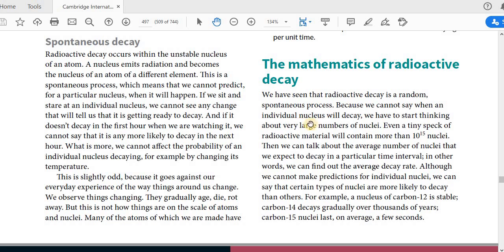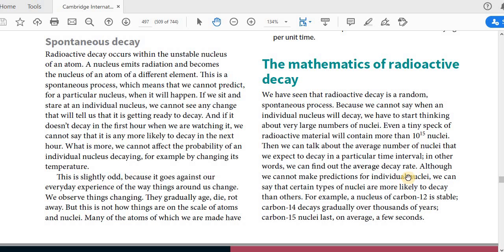Because we cannot say when an individual nucleus will decay, we have to start thinking about very large numbers of nuclei. Even a tiny speck of radioactive material will contain more than 10 to the power 15 nuclei. Then we can talk about the average number of nuclei that we expect to decay in a particular time interval. In other words, we can find out the average decay rate.